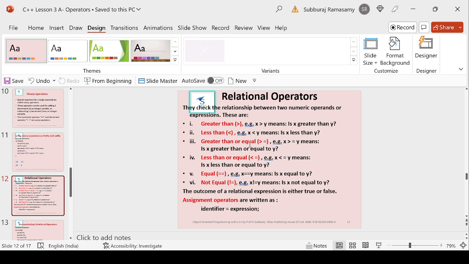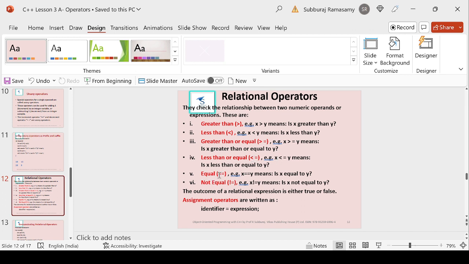You can combine equal to also with this, greater than or equal to. You understand this. This is very fundamental mathematics. x greater than or equal to y, so you write it this way. Greater than equal to means x is greater than or equal to y. And similarly x less than or equal to y.